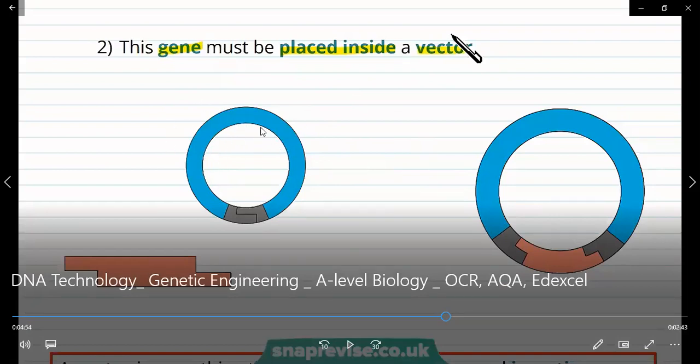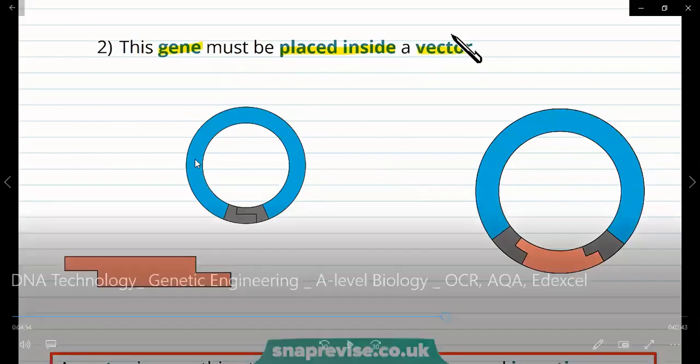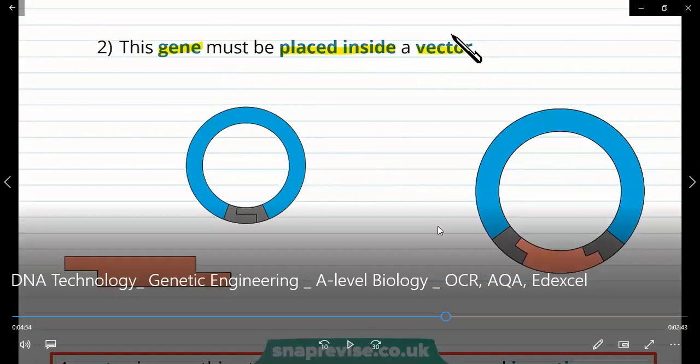Now, these plasmids are excellent vectors because we can take them out of the bacteria, we can cut them open, and we can put our gene of interest into them. And then once we have done that, we have created a recombinant DNA. So when we put this DNA inside of the plasmid, it now has DNA from two sources, and it is now called recombinant DNA.